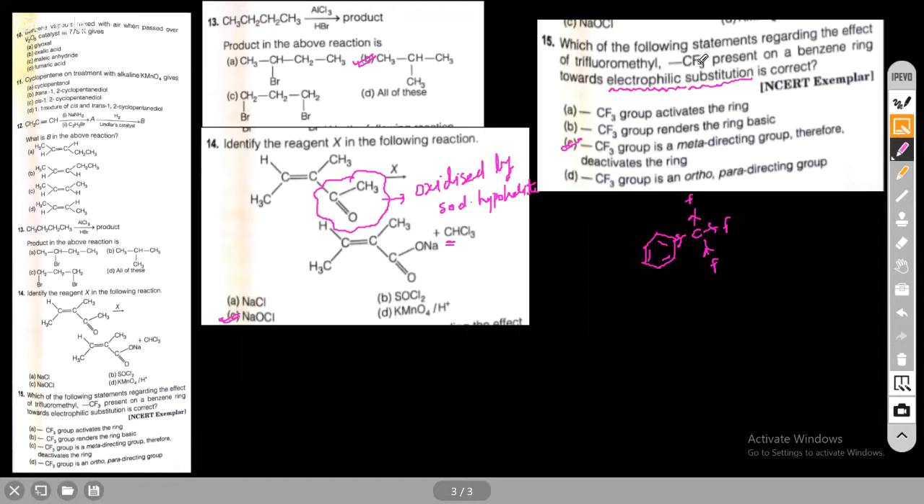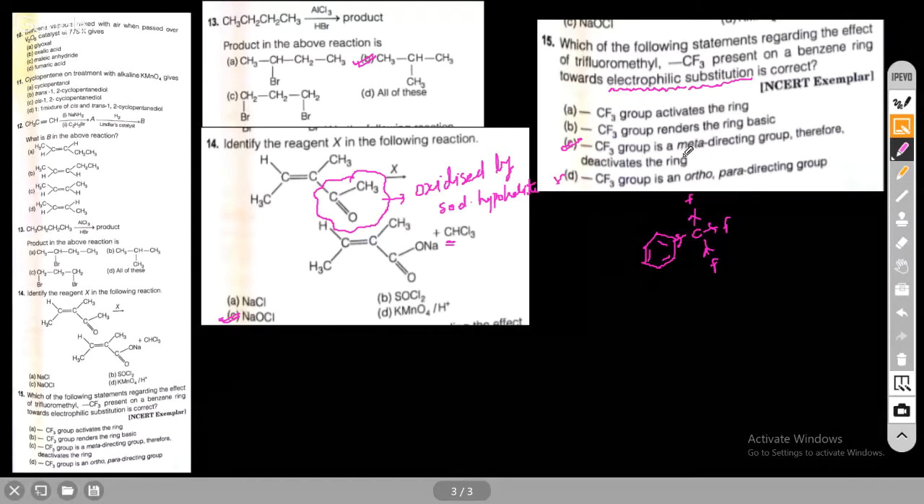So the question is about CF3 present on a benzene ring towards electrophilic substitution. CF3 group activates the ring: wrong, because it is withdrawing electrons. So first of all, it deactivates. CF3 group renders the ring basic: that is also not possible because again it is withdrawing electrons. CF3 group is meta directing, therefore deactivates the ring: this one is correct. CF3 group is an ortho para director: that is also wrong here. So the CF3 group is a meta directing group.